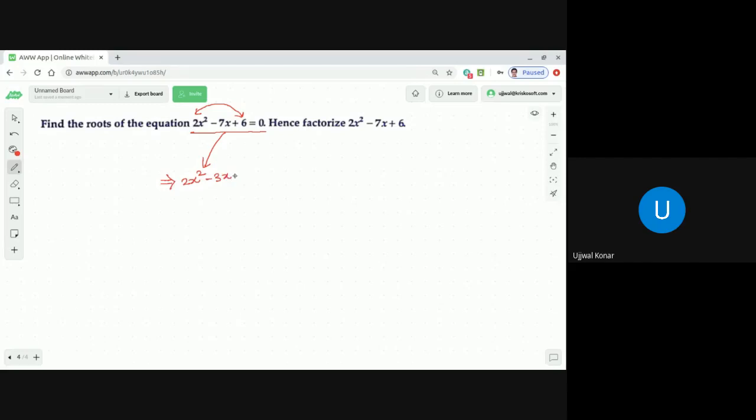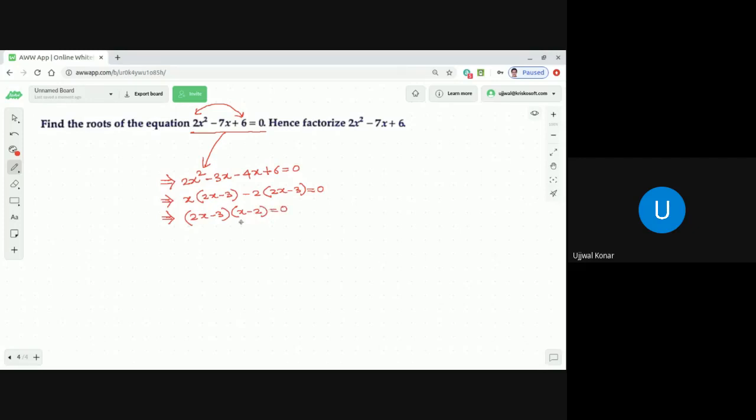So minus 3x minus 4x plus 6 equal to 0. Correct or not? From here we get x common, then you get 2x minus 3. And from here you get minus 2 common, then it is 2x minus 3. Correct? So from here we can take 2x minus 3 common, and then you get x minus 2.